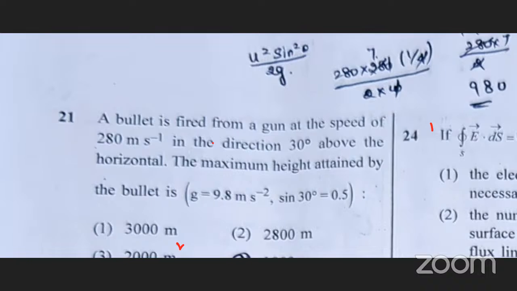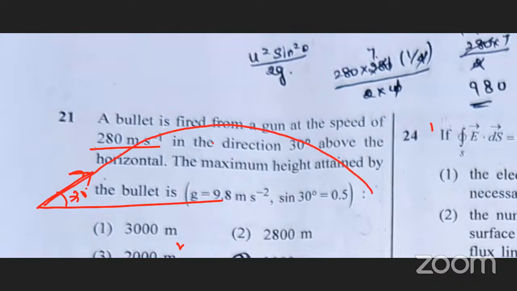So the next question. A bullet is fired from a gun at a speed of 280 meter per second. Its initial velocity is in the direction of 30 degrees above the horizontal. We need the maximum height attained by the bullet. It goes in a projectile path like this. The path of the projectile is parabolic.